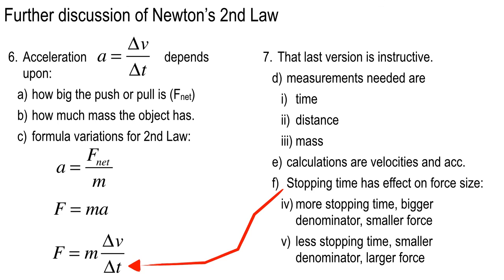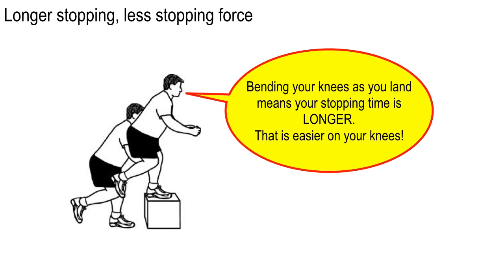All right? And here's another way to think about it. If you're doing box jumping over at the gym for your plyometric workout, what you want to do is bend your knees. Because if you don't bend your knees when you land, it's really hard on your knees. Bending gives a longer, shorter stopping time.